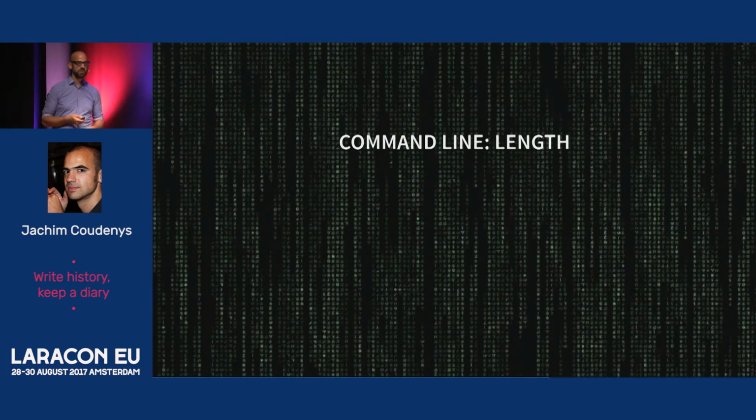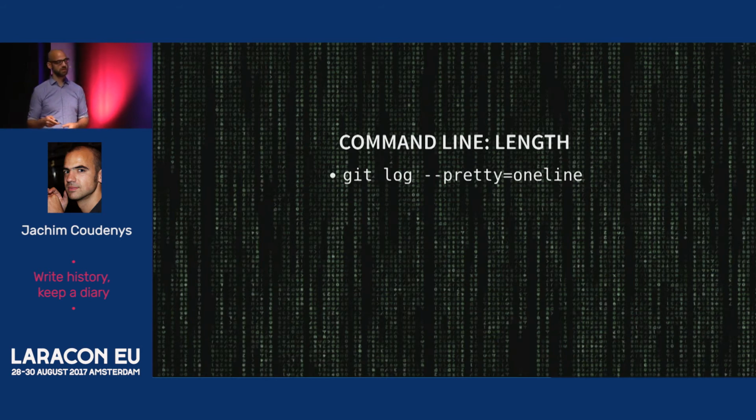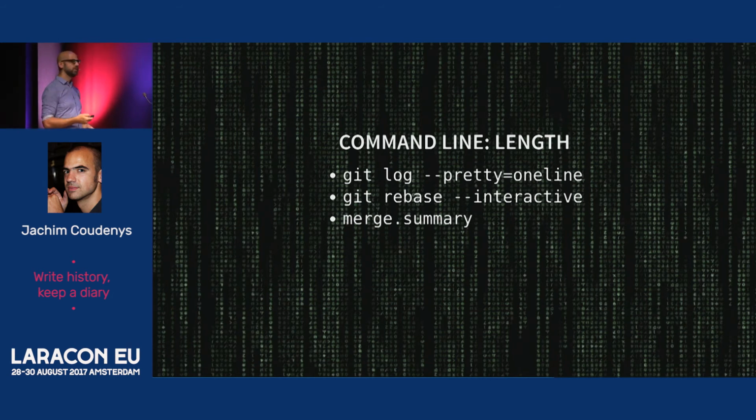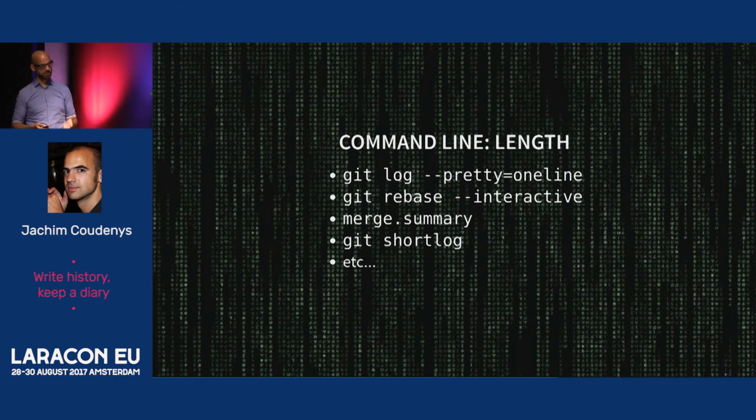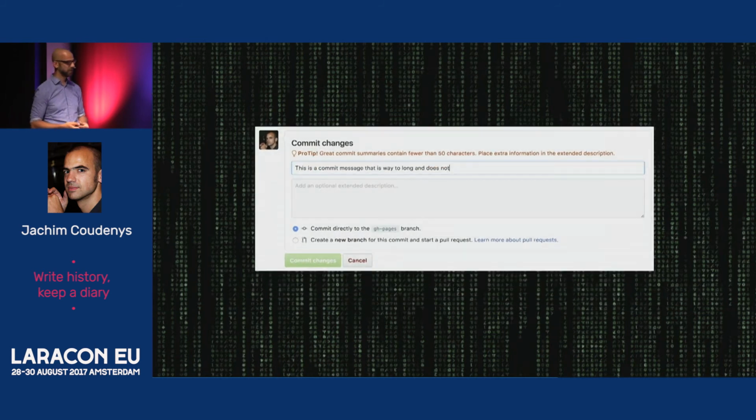So the reason why you want to keep the length in mind is if you do a git log one-line, you can read what's changing. As you saw before, if you do git rebase interactive, you only see the subject, so you want to quickly see what the change was about. If you do the git merge and you ask for a summary, it will use the subject in there. Short log uses it, etc. So just make sure it fits in 50 characters, and it explains what you were doing.